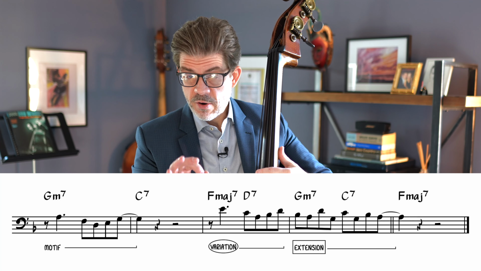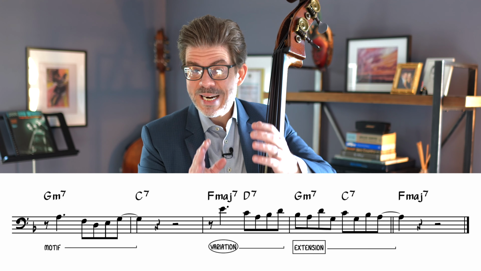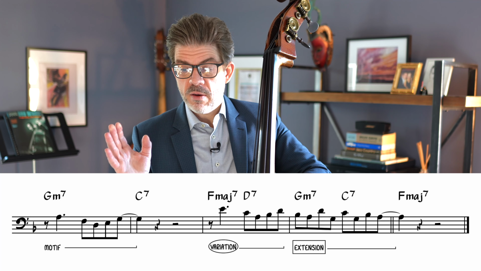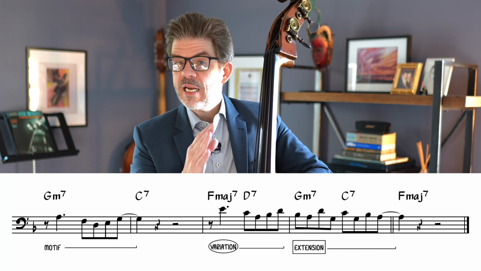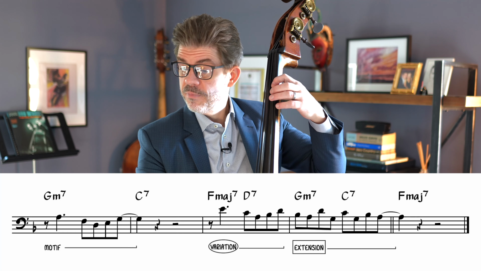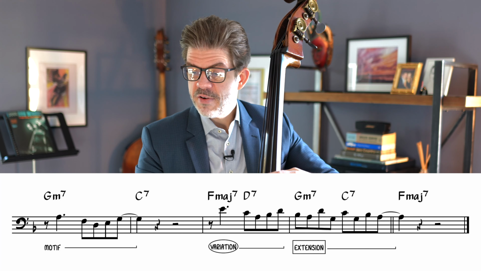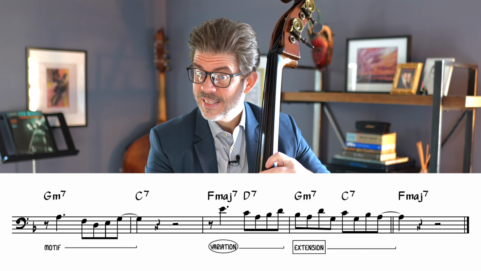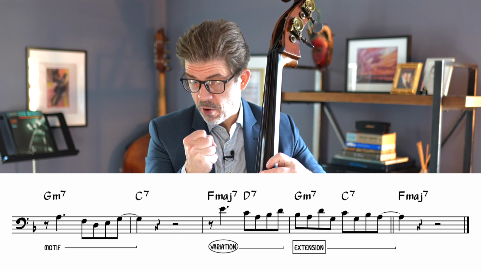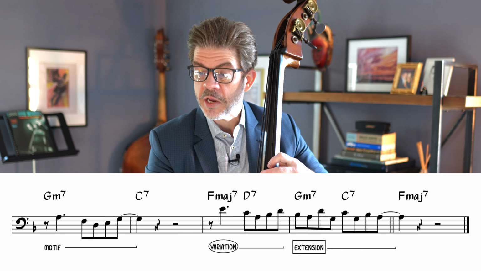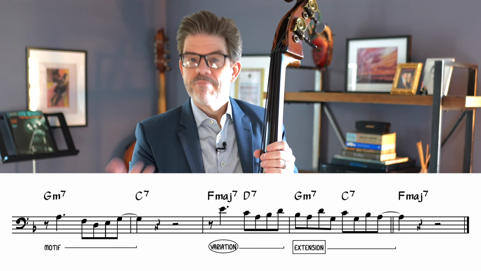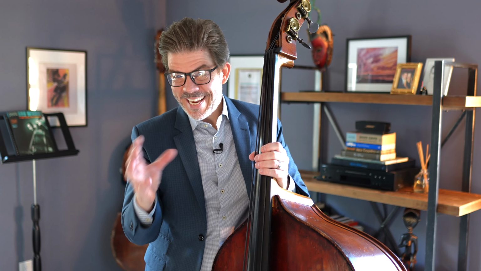So the variation itself does not necessarily have to exactly 100% match the motif itself, but you need to get enough of it. So the motif was, and the variation is, ah. That's the part that I'm grabbing onto, but then I'm continuing it. That's the idea here. So let's hear my examples of extensions.